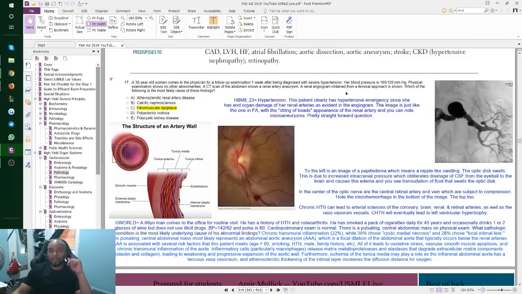A renal angiogram obtained from a femoral approach is shown. And then you see this image. Which of the following is the most likely cause of these findings? Right? And the most obvious answer to pick was definitely fibromuscular dysplasia, because something's wrong with the angiogram, right? The vessel. So picking, for example, this student picked polycystic kidney disease.